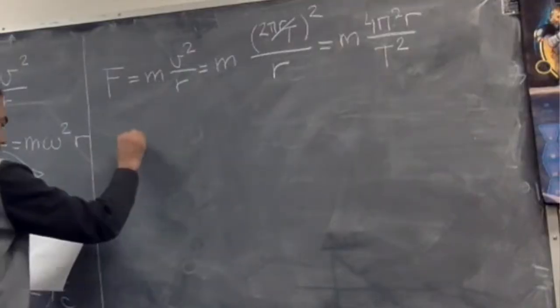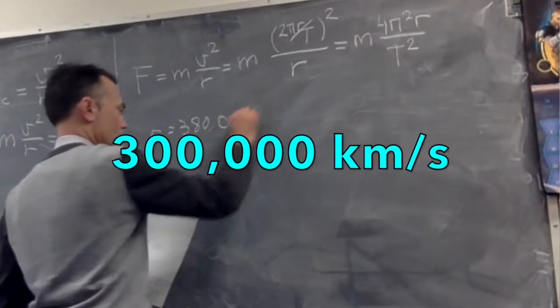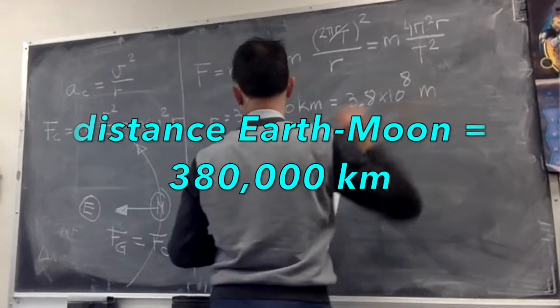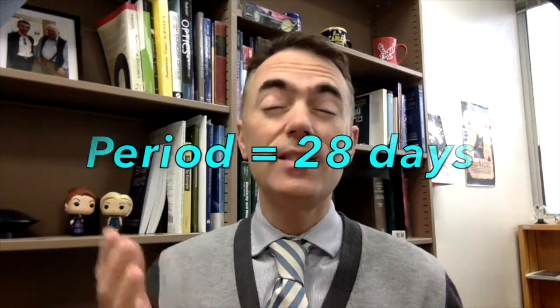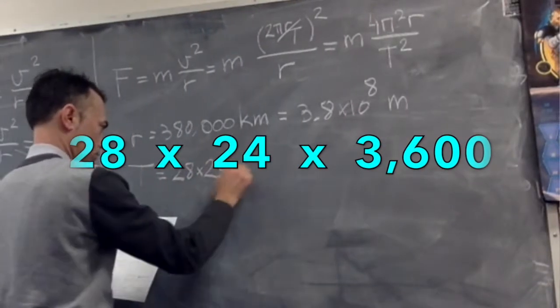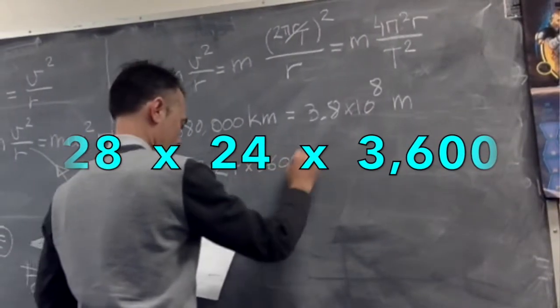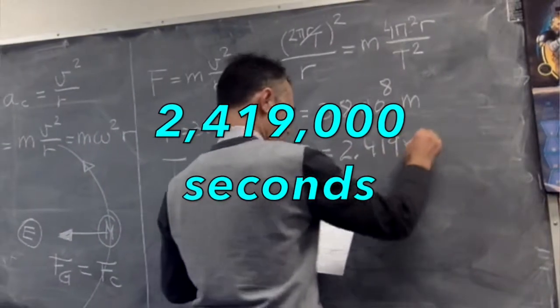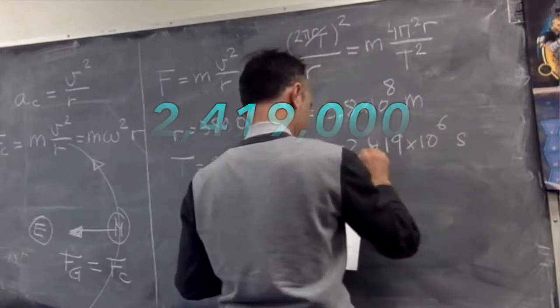Because light travels at 300,000 kilometers per second, that means that the distance of Earth-Moon is about 380,000 kilometers. To know the velocity of the moon around the Earth, we can use the fact that a full moon repeats every 28 days. 28 days times 24 hours per day times 3,600 seconds per hour gives us 2,419,000 seconds as the period of the orbit of the moon.